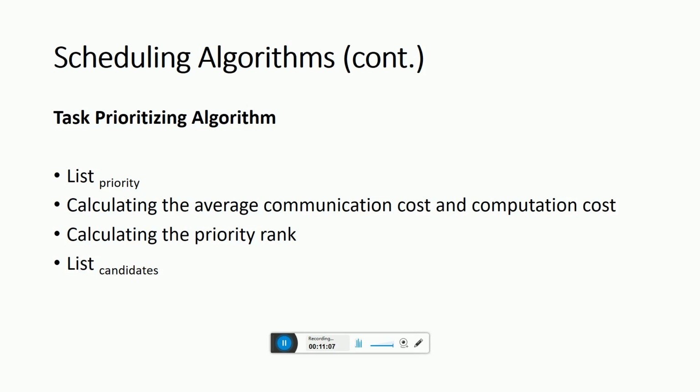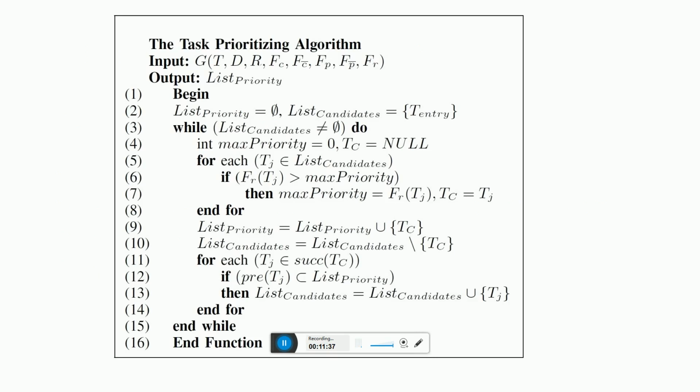In the next step, for each successor of the newly removed task, if all its predecessors are in list priority, which means that all the predecessors have already been processed, then the task is eligible to be selected into list candidates. Such a procedure is repeated until list candidates is empty, and in that case, all tasks in this workflow are ranked in list priority. Here you can see the task prioritizing algorithm pseudocode.